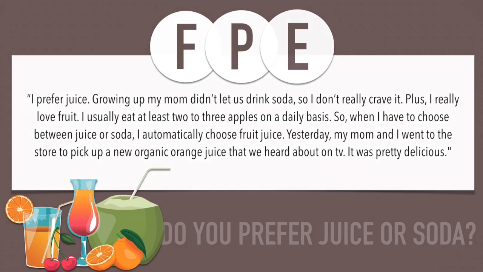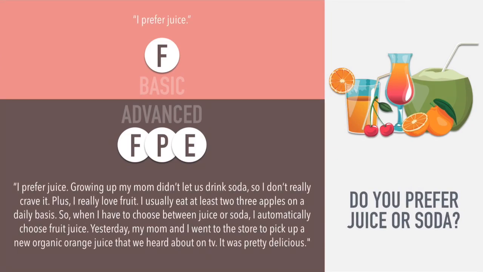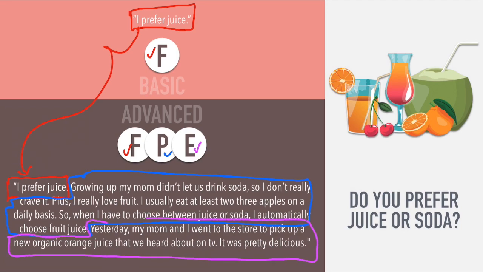So again, if I'm comparing my basic response to the advanced response I just gave, we can notice again, I prefer juice was the fact, and it becomes the foundation for my advanced response. Then when I'm giving my proofs, let's put the check mark here first. When I'm giving my proofs, it's this portion right here. And the next thing again we do, we need to give the example, which starts right here and becomes this section right here. Remember, you can choose how many sentences you do for each part of the equation. It's up to you, all right?